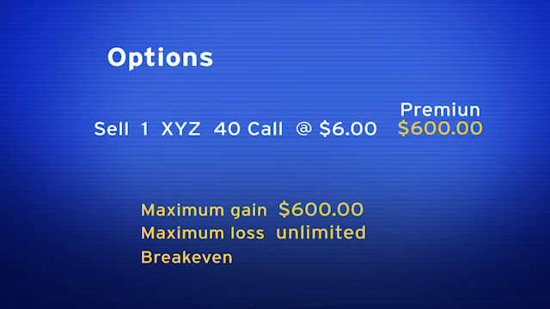And what is my break even? Again, call up, strike price plus the premium. I don't care that I'm short the option. Call up, strike price plus the premium. My break even is 46. I start losing money if the stock price goes above $46 a share.